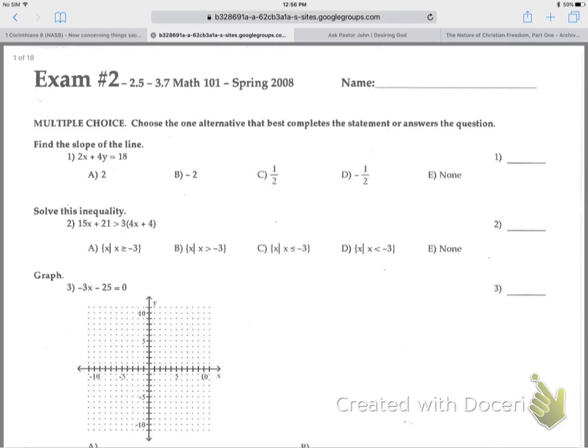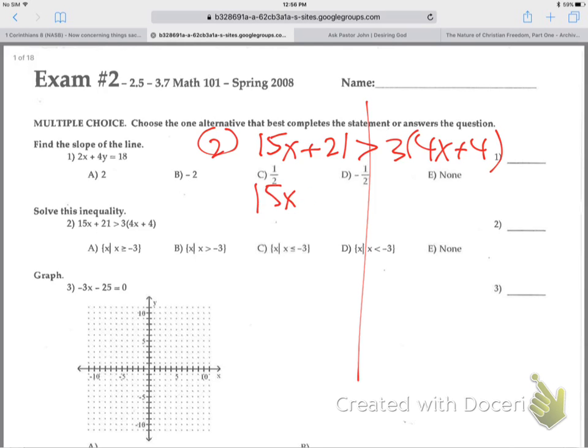All right, number 2. Looks like 41% of you missed number 2. You didn't like number 2, huh? All right, let's try it. So number 2. 15x plus 21 greater than 3 times 4x plus 4. All right. So what do we do? We distribute, right? 12x plus 12. Okay. What do we do now that we have x on opposite sides?